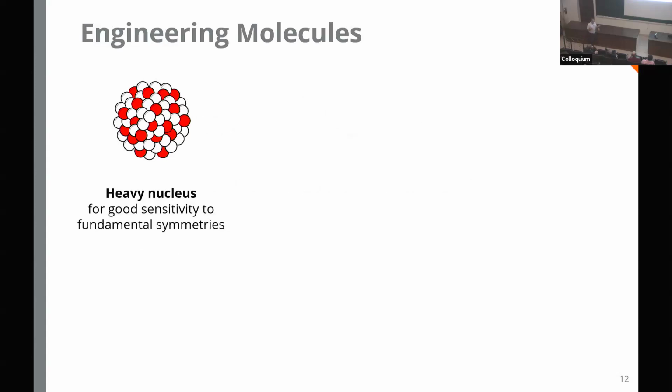So if we want to do an experiment, we have to pick a molecule. And one thing that is essentially a requirement for these types of experiments is you need a heavy nucleus. The sensitivity to fundamental symmetry violations scales very rapidly with the size of the nucleus. So you want to be as far down the periodic table as you can, something as heavy as you can reasonably work with.